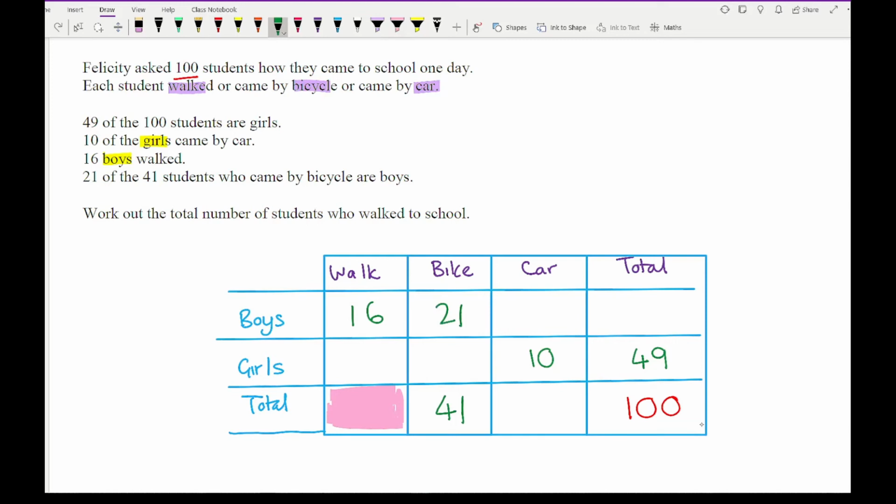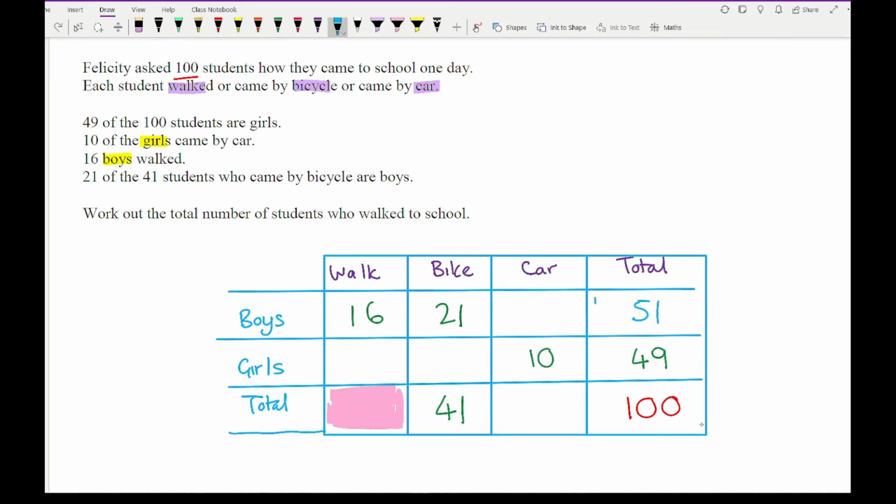So from all the information that's given to me, this is what I filled in my two-way table. And like I said, what the question is asking me for is the total number of students who walk to school. So the number that goes in that pink box is going to be my final answer. So let's start by completing the table. We know that there's 100 students in total and 49 of them are girls. So that must mean that 51 are going to be boys.